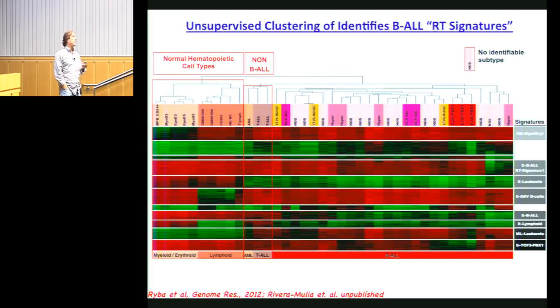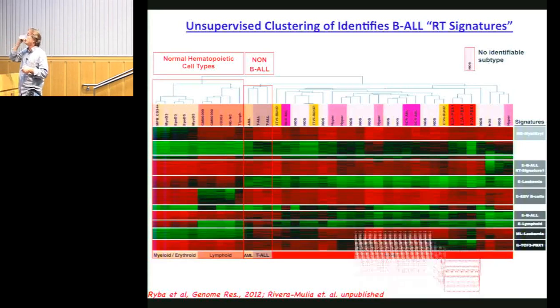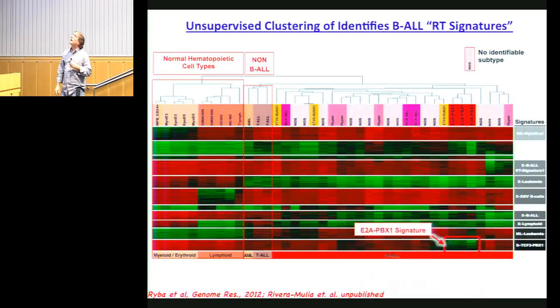30 lived, 30 died, and they won't tell us which, but we're going to tell them with our replication timing profile, hopefully. And what I want you to point out is that this particular genetic subtype, E2A-PBX1, has a signature. This is actually an old slide. We just keep redoing these when we get more samples. But if a sample has E2A-PBX1, it falls into this cluster.